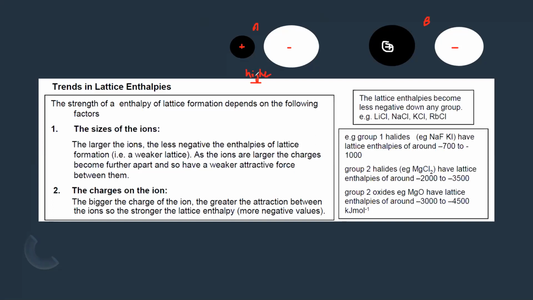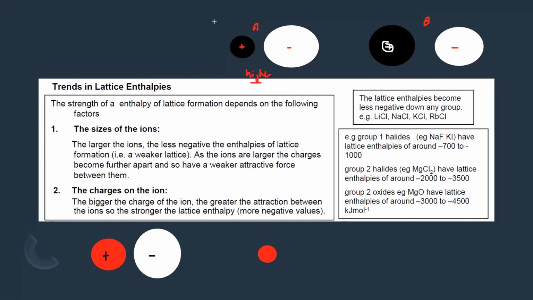And the second factor on which it depends is the charge of the ions. The greater the charge of the ions, the higher the lattice energy. For example, if you have sodium chloride, but you have magnesium oxide. Magnesium, as we already discussed, will be smaller because it lost 2 electrons, so a greater proton to electron ratio.